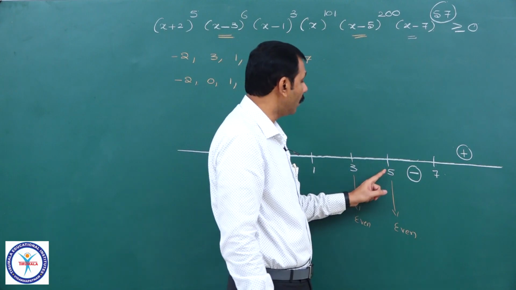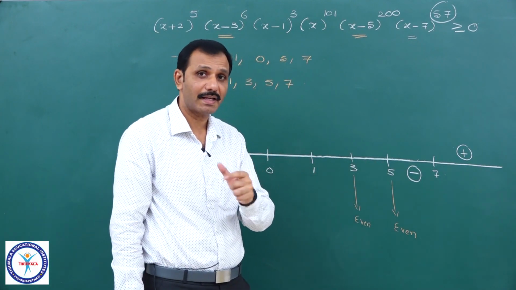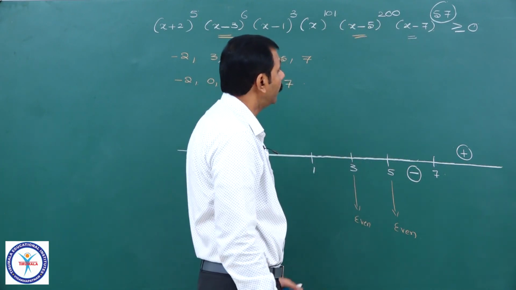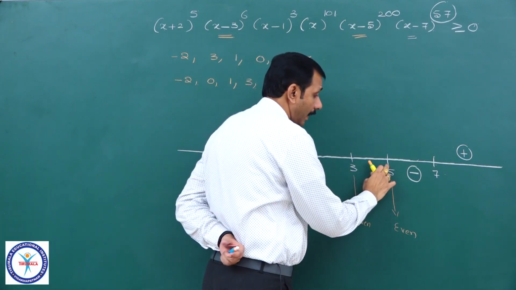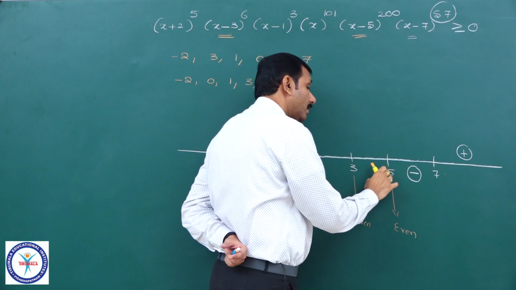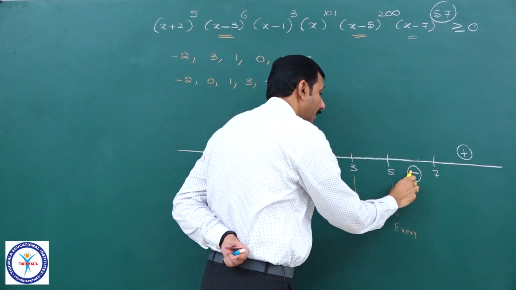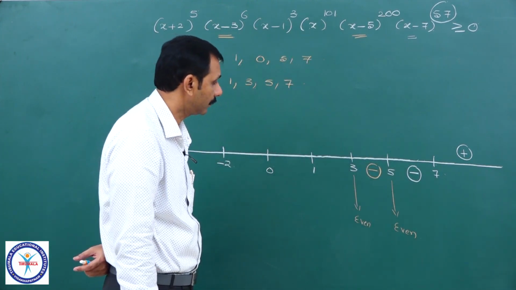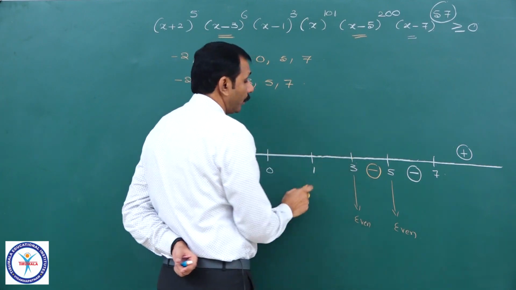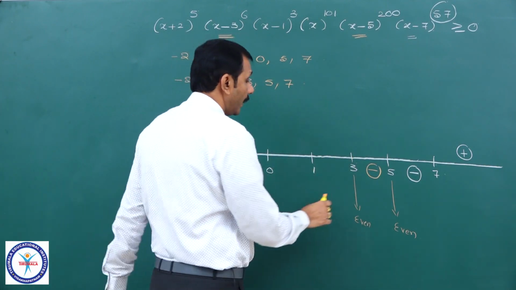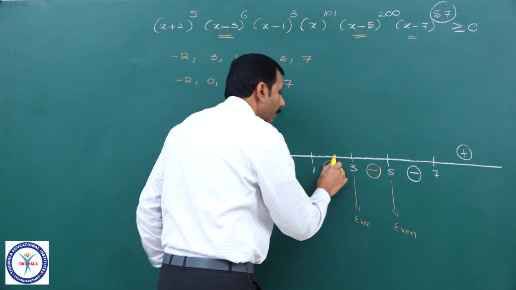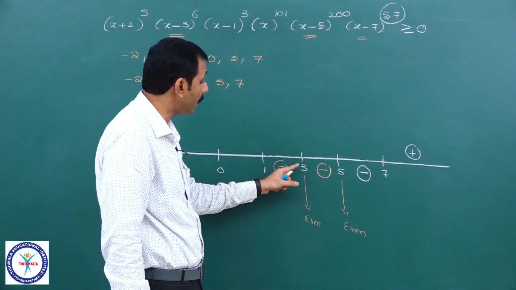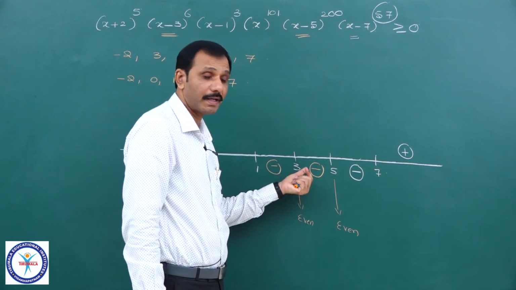And next, at x equal to 5, observe the power of that factor, x minus 5 whole power 200. Therefore, the sign will not change at x equal to 5 because x minus 5 whole power even is there. Here negative means here also negative. Next, x equal to 3, x minus 3, here also it is even only, the sign will not change, minus means minus only. Right side minus means left side also minus only because of the even power of x minus 3.